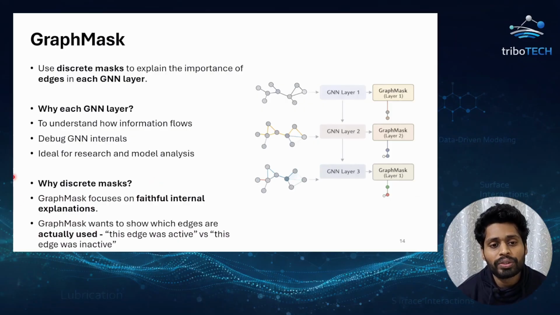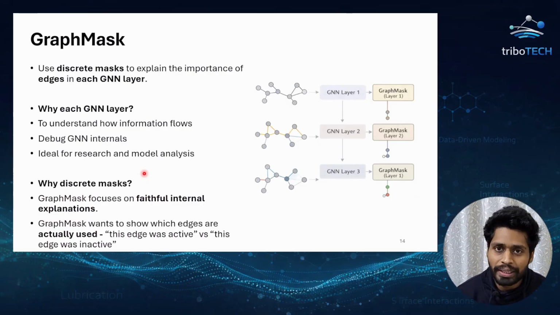Now, why does it use discrete mask? Because it is designed to give faithful explanations for each GNN layer. It aims to tell you that this edge was active or this edge was inactive. So there's no scope for partial edges again here because that doesn't make sense structurally, right?